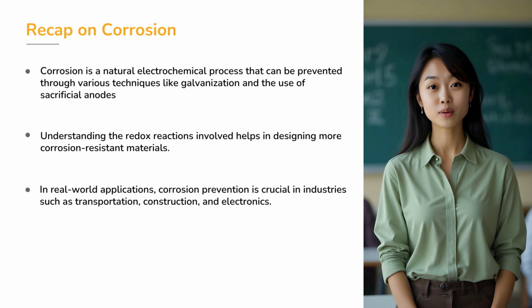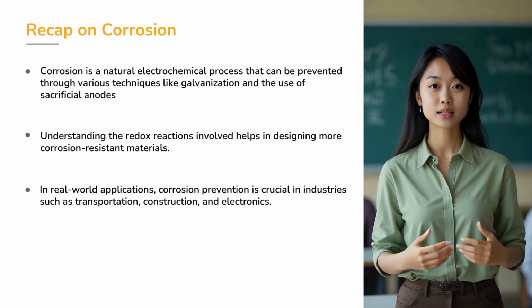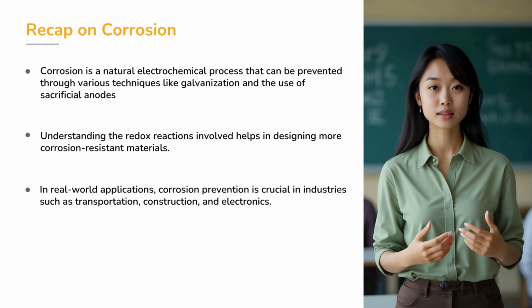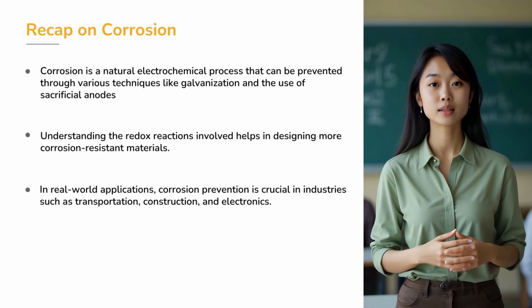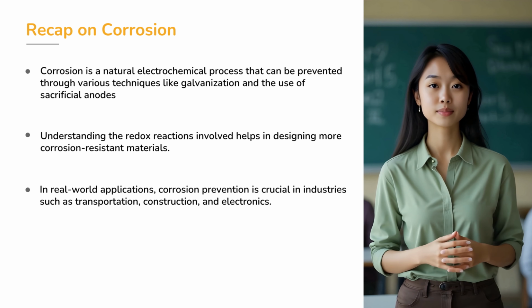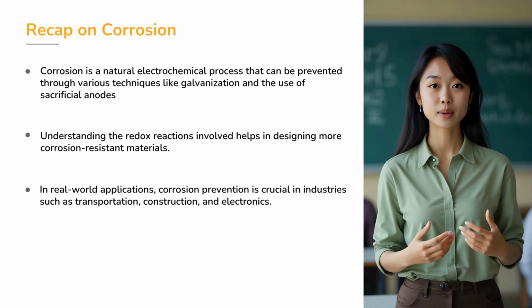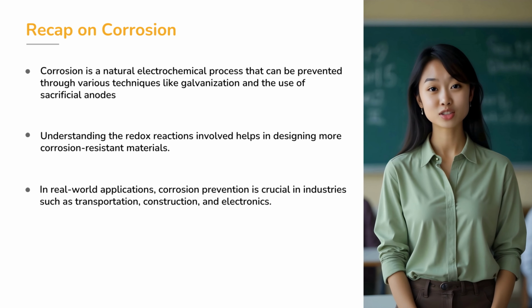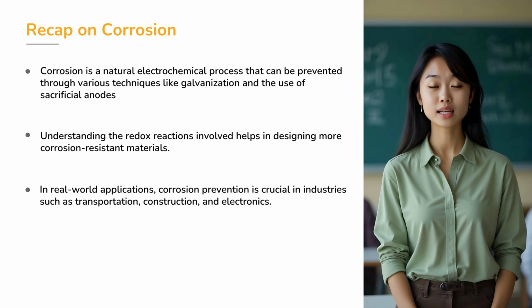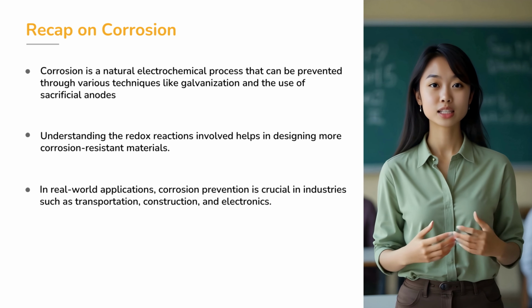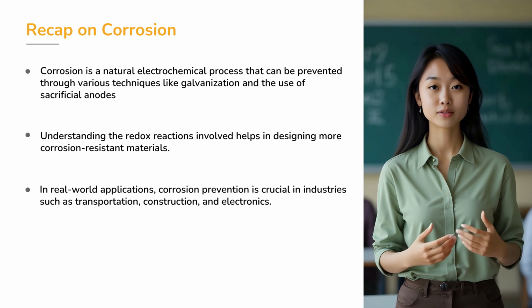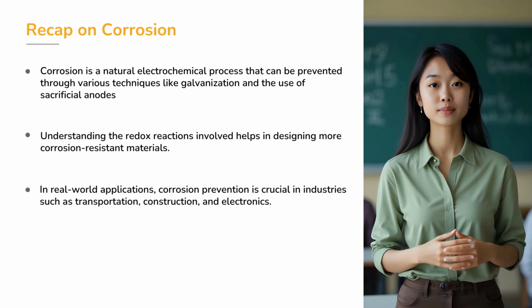To sum it up, corrosion is more than just rusting. It's a redox reaction that involves the oxidation of metal and reduction of oxygen. We learned about the electrochemical nature of corrosion, how metals lose electrons and become weaker over time. But don't worry, corrosion is not unbeatable. We can prevent it through techniques like galvanization, coatings, and even using sacrificial anodes.